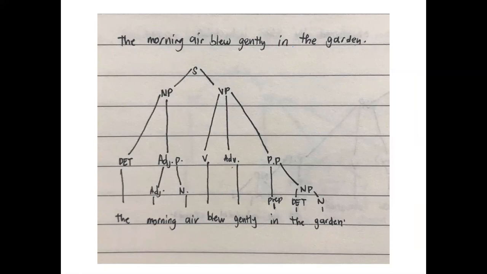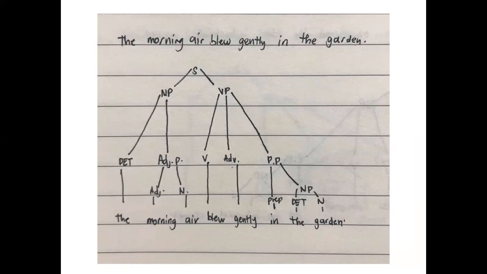So what type of air? It is a morning air. Okay, so it will be an adjective phrase in here, and determiner plus an adjective phrase will become a noun phrase, and that is the noun phrase. And let's go with the verb phrase that starts with blew, and that is our verb. And gently is another thing because as you can see, the morning air blew in the garden.